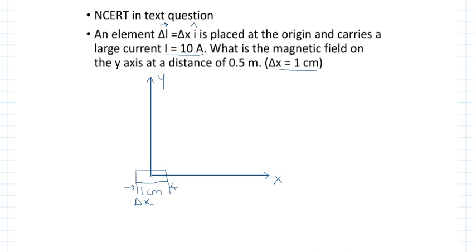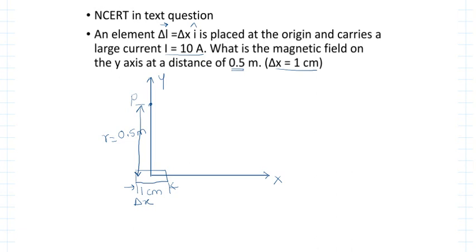Now they have asked us to find out the magnetic field on y-axis at a distance of 0.5 meter on y-axis. So this is vertically, let's say somewhere here is our point of interest, which is at a distance of 0.5 meter from the current element. So point of interest is at this distance. What do we call this distance as? We denote that distance with the symbol r. Okay.